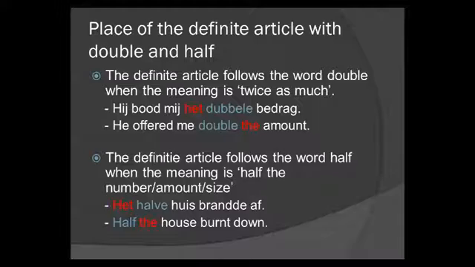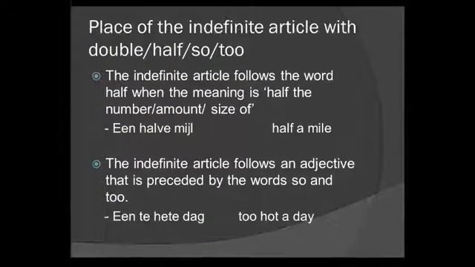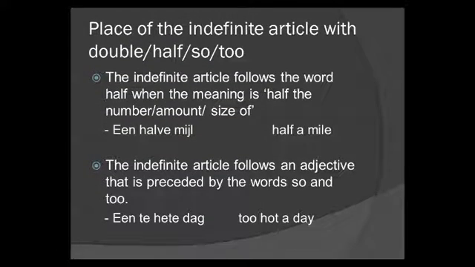The definite article follows the word double when the meaning is twice as much. He offered me double the amount. The definite article follows the word half when the meaning is half the number, amount, size. Half the house burned down. The indefinite article follows the word half when the meaning is half the number, amount, size of. And half a mile.